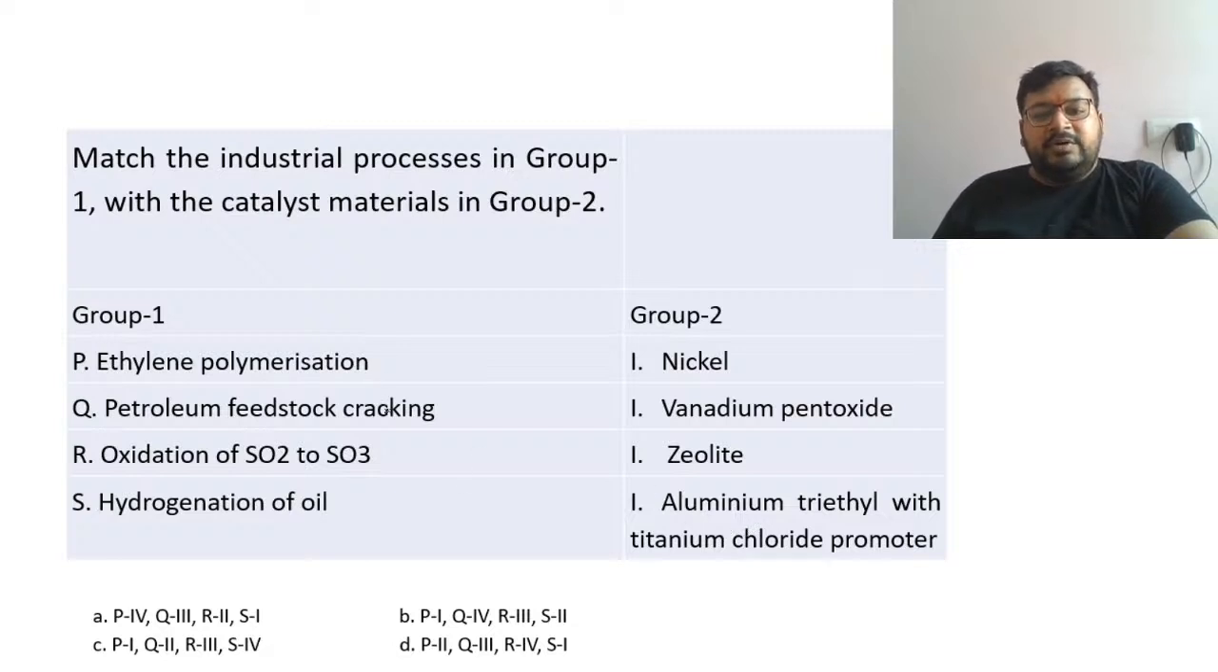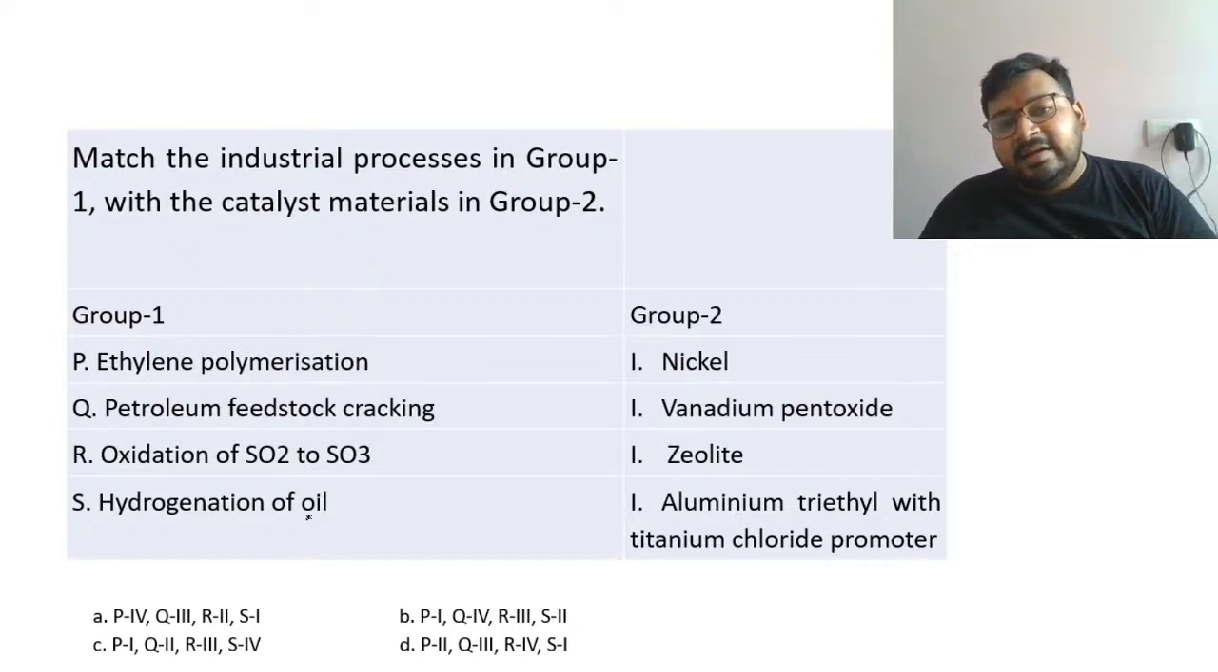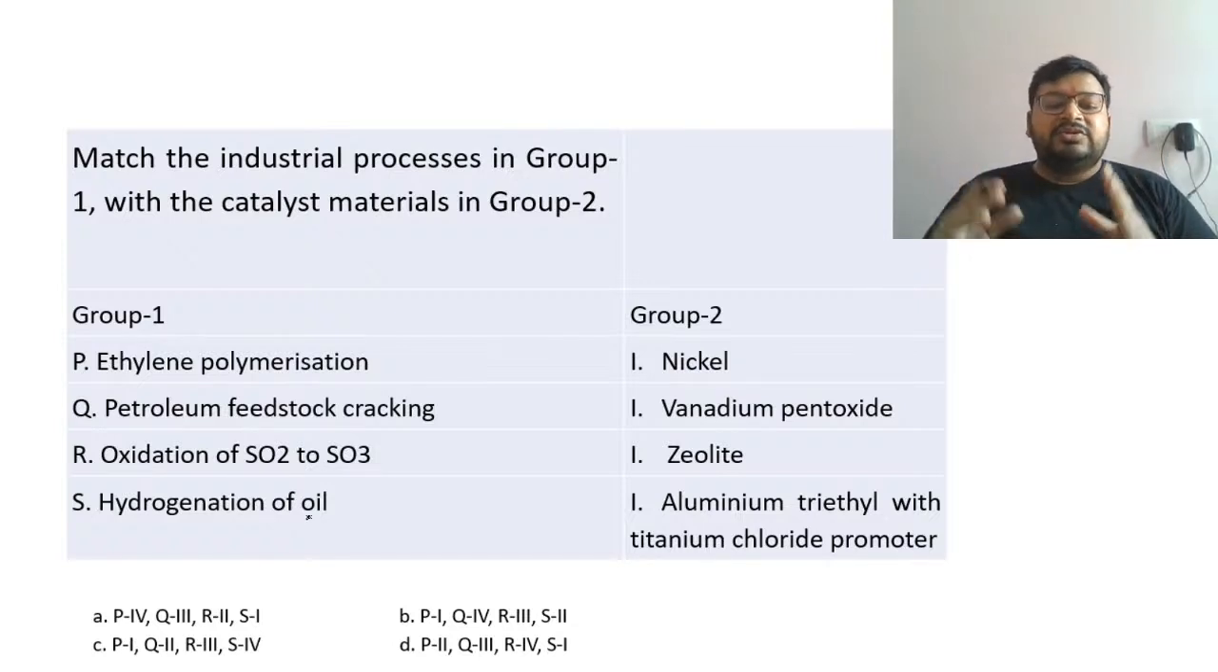उसके बाद obviously पेट्रोलियम क्रैकिंग के लिए zeolite यूज होता है. Oxidation of sulfur dioxide to sulfur trioxide, sulfuric acid production guys, DCDA process, contact process, very famous, vanadium pentoxide. And hydrogenation of oil, very famous, nickel and Raney nickel are used for the hydrogenation of oil. So option A is correct, very easy question guys.